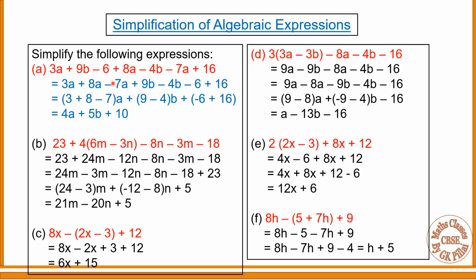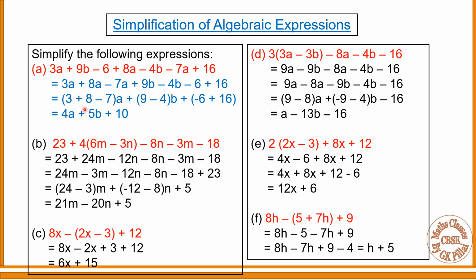3a plus 9b minus 6 plus 8a minus 4b minus 7a plus 16. Let us combine the like terms 3a, 8a and 7a. And the like terms 9b and minus 4b and these number terms. Now let us take a common for all the three. Within bracket you will find 3 plus 8 minus 7 into a. And the same way b here, 9 minus 4 into b. Within bracket minus 6 plus 16.